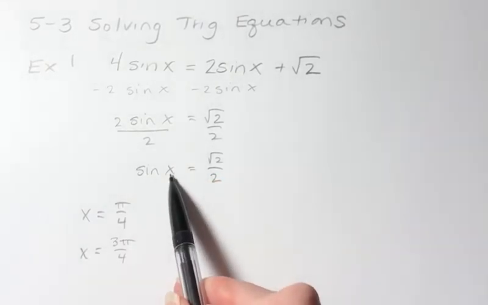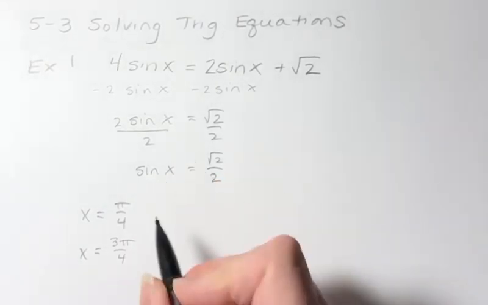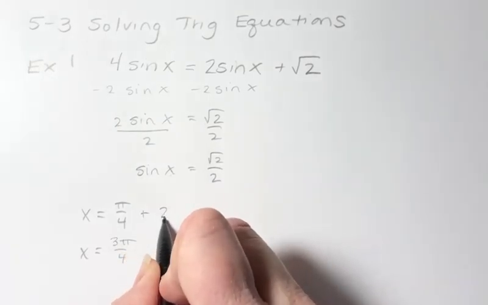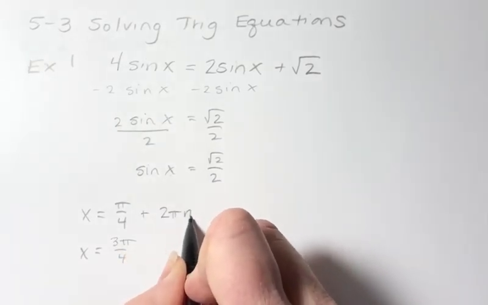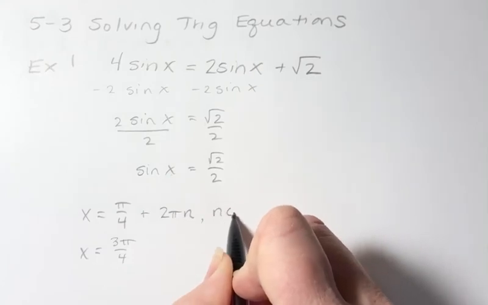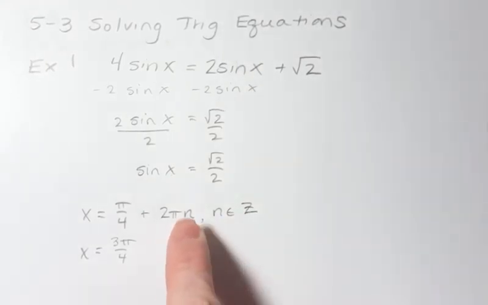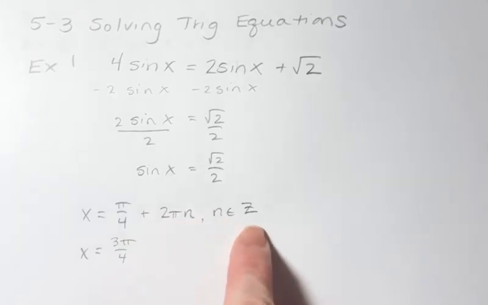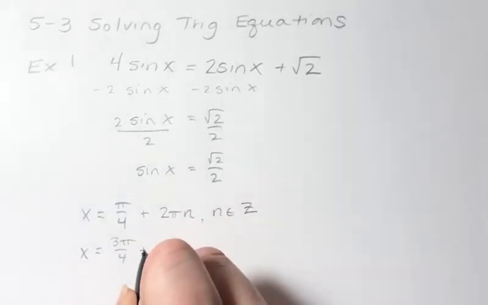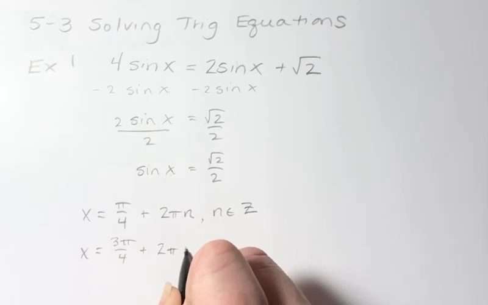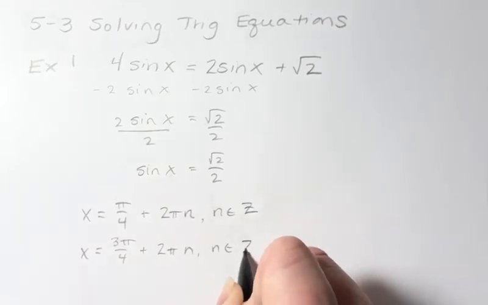The period for sine is 2 pi. So this is going to happen at intervals of 2 pi. So I'm going to say plus 2 pi n, where n is some integer, okay? And same thing here, plus 2 pi n, where n is some integer.